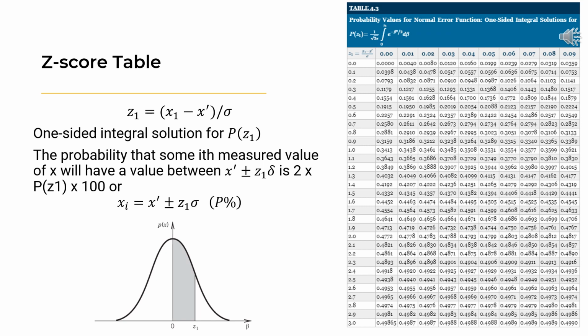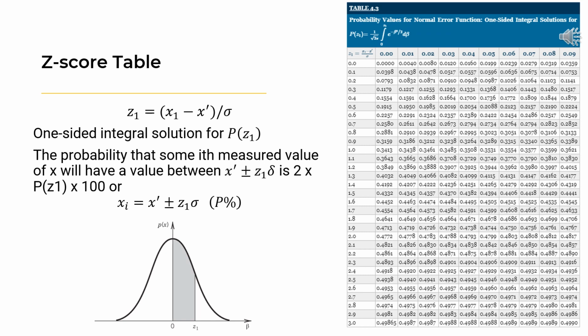Here we see the z-table, which tabulates the probability of values for that, quote, normal error function, which is a one-sided integral solution for a normal variable for the probability from 0 to z1. z1 is defined as some measured value x1 minus the mean over the standard deviation. It's the one-sided integral giving us the probability of z1. The probability that some ith measured value of x will have a value between x prime plus or minus z1 delta is 2 times the probability of z1 times 100.